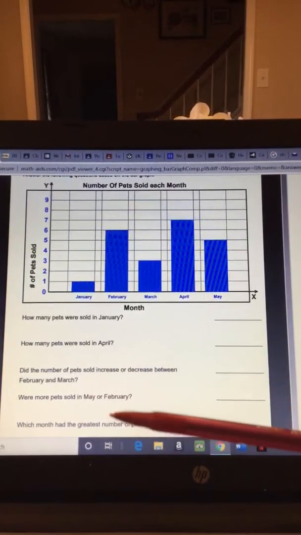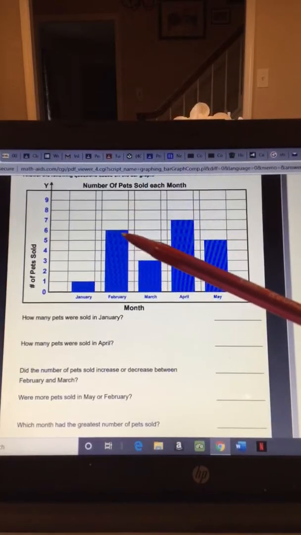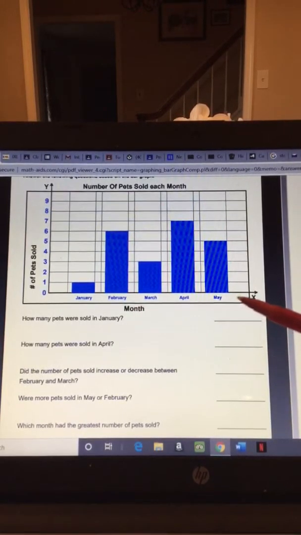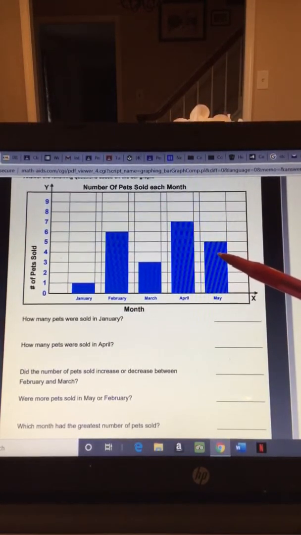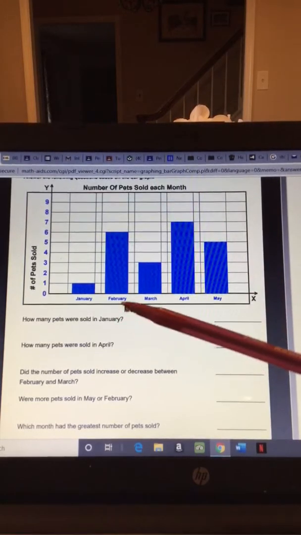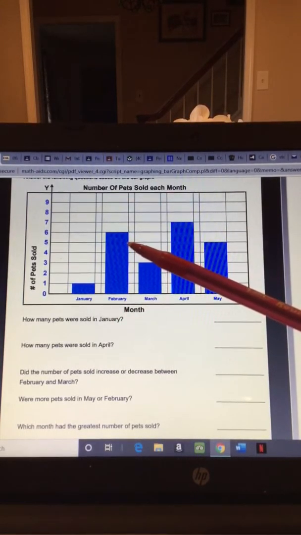All right. How many more pets were sold in May or February? Again, our two data points are May and February. So February we have 6. May we have 5. So which one would be more? February, because they sold 6 pets.